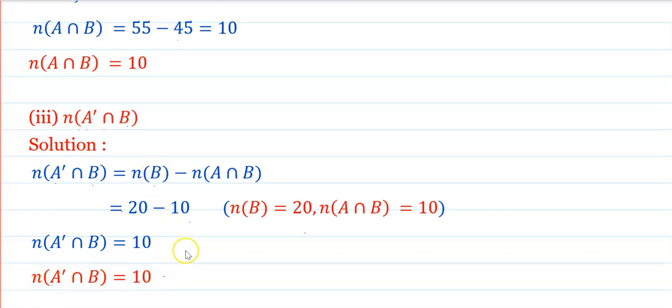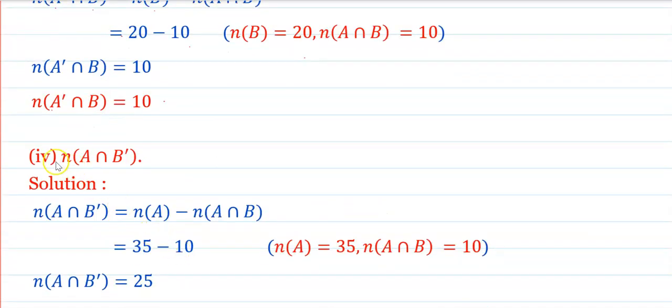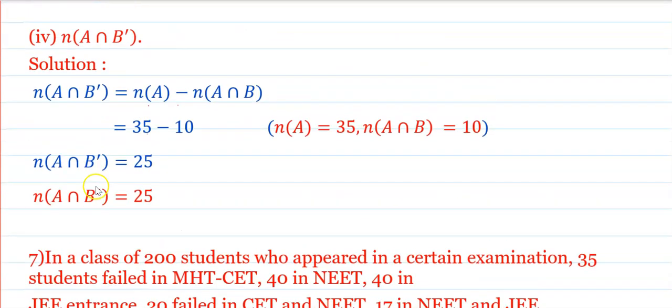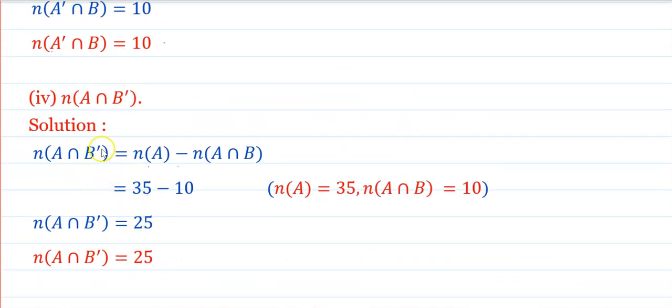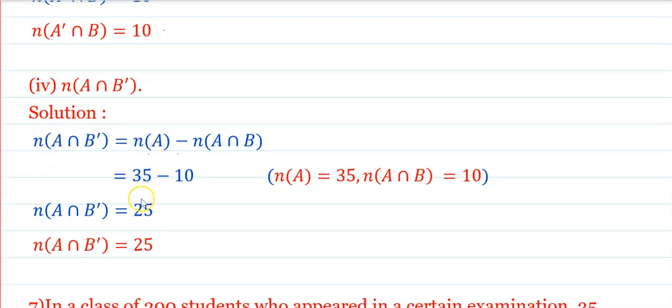You only need to know the formula, then substitute the values. Next, N of A intersection B complement. N of A intersection B complement means N of A minus N of A intersection B. That is 35 minus 10, which gives 25. And hence, in this way, for this type of example, you must know the formulas. Okay, now we'll take the next question.